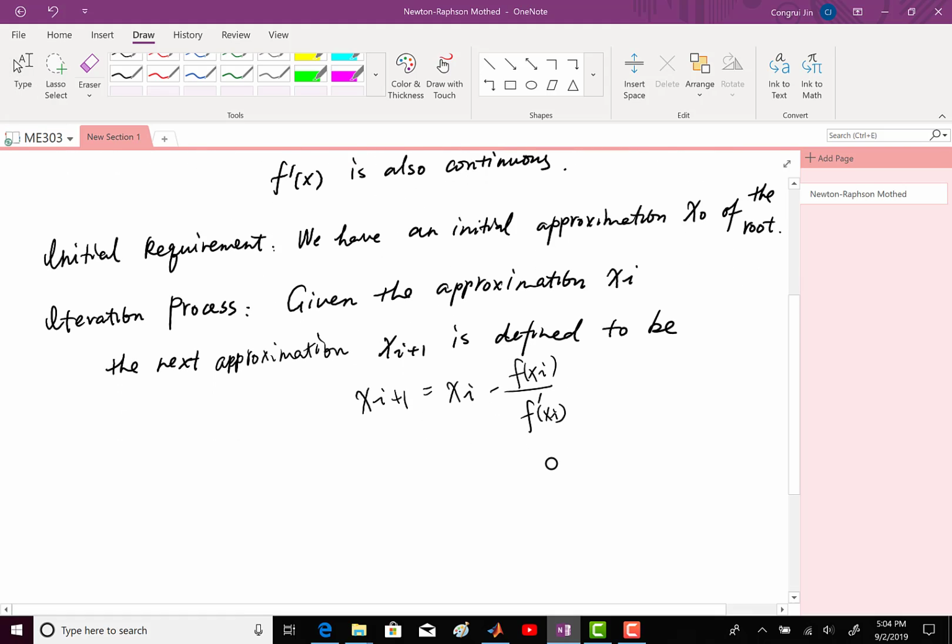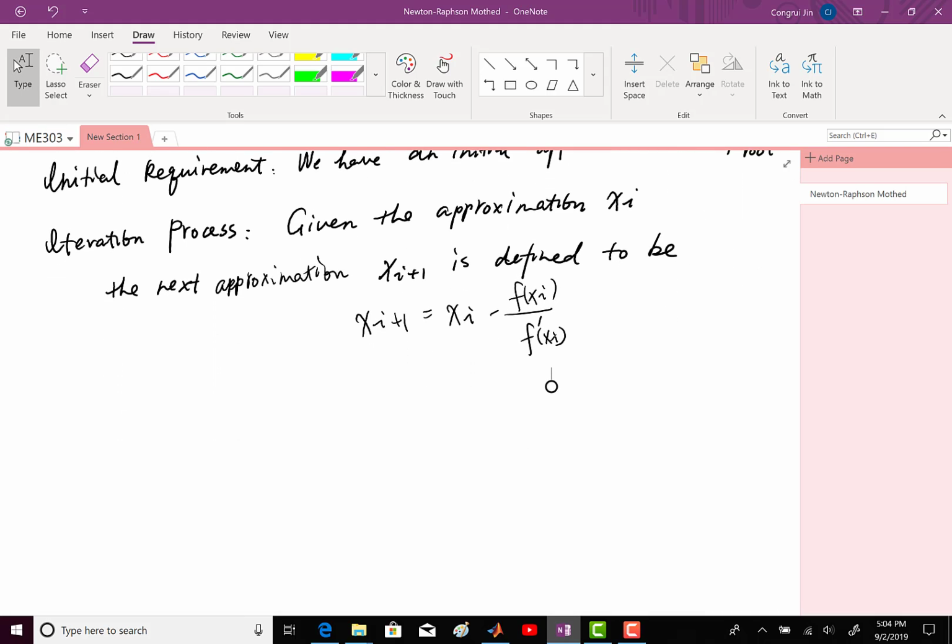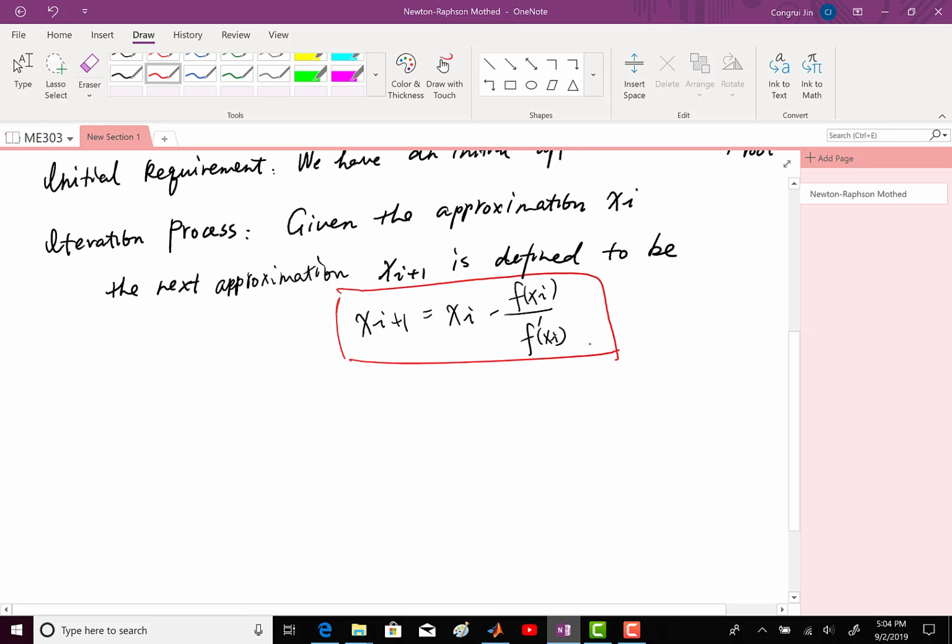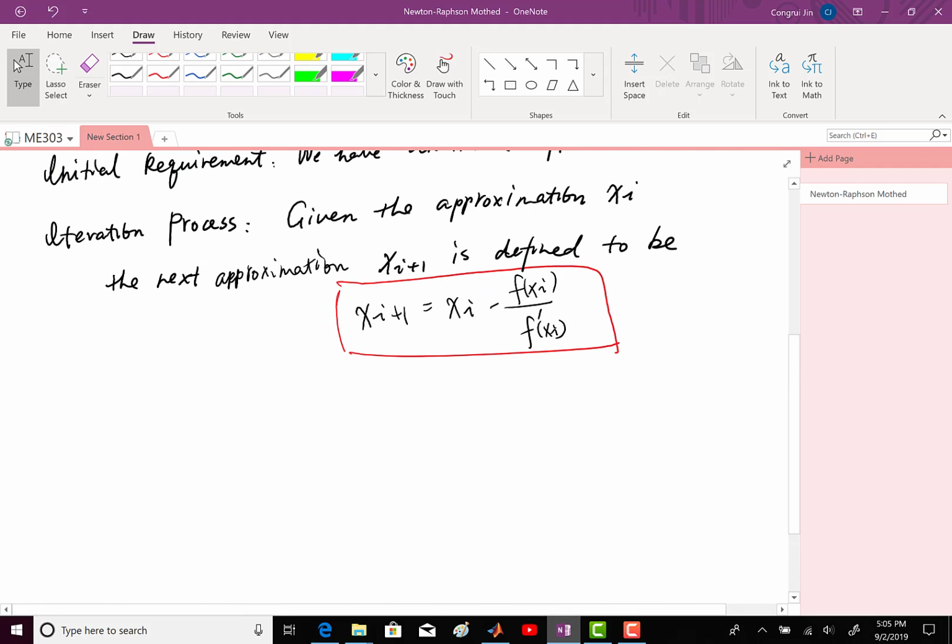Then the iteration process: given the approximation xi, which we get from the ith iteration, how do we get the next approximation xi+1? The formula is shown here. xi+1 is equal to xi minus f(xi) over f'(xi). Let me show you how this formula is obtained.